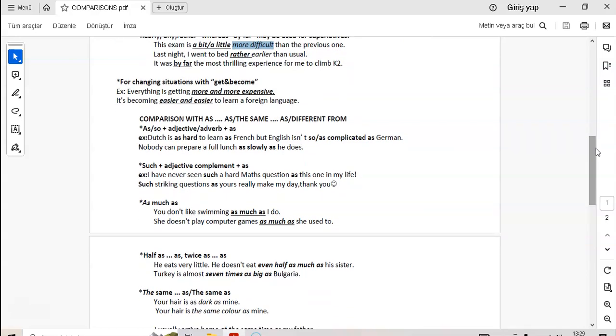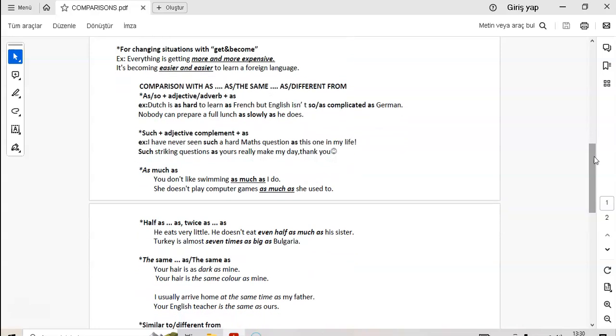And this is not the only way to make comparisons. You can use the comparatives, you can use the superlatives to make comparisons, but also you can use the as structure. And so Lenka, once upon a time, sang a song, Everything at Once. I recommend you listen to it because there are many as structures there.